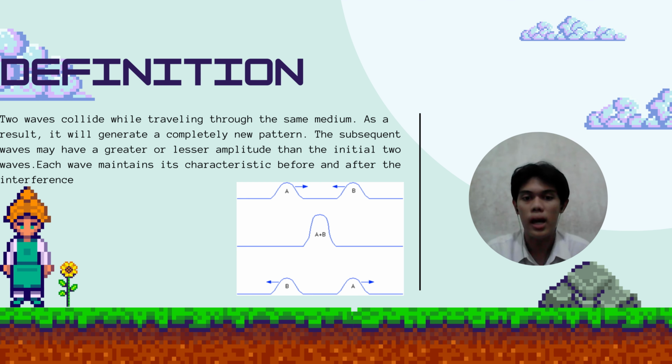So let's take an example from the figure here. Suppose plus A has plus 1 unit of displacement, right? And the same goes for plus B, of course. So the amplitude of the resultant wave will be plus 2 units.